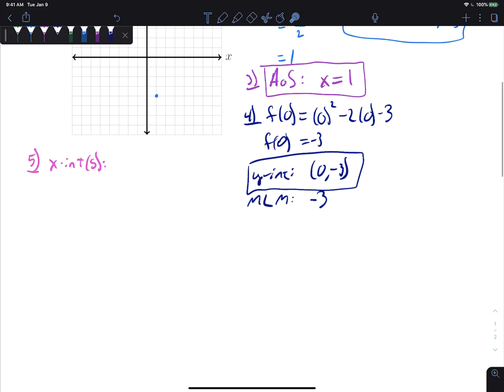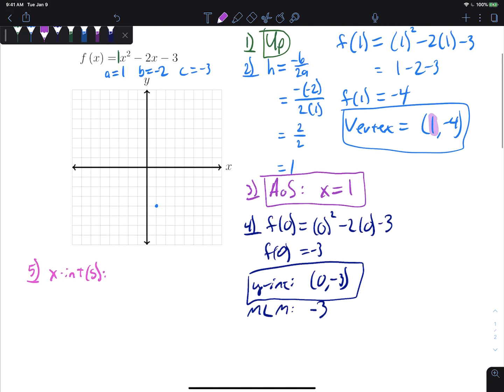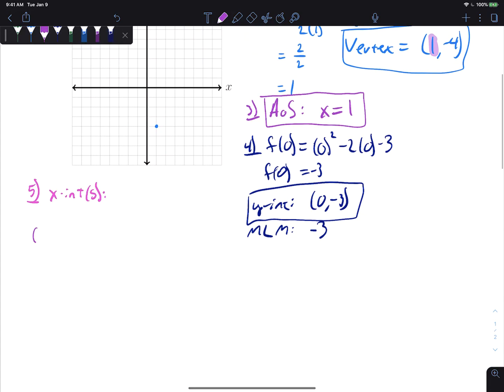So let's do that. In order to do that, we're going to replace the entire f of x with 0. And that's going to give me 0 is equal to x squared minus 2x minus 3. And this is just a quadratic equation. We've been solving quadratic equations for a while now, and my recommendation is to just factor this.